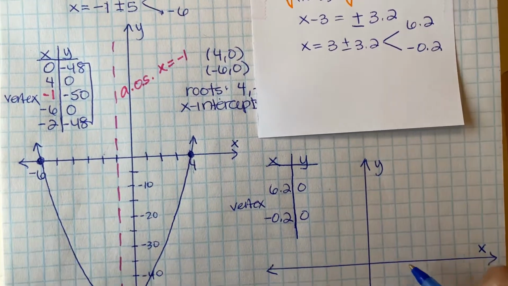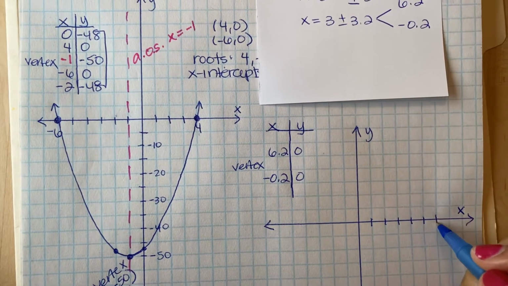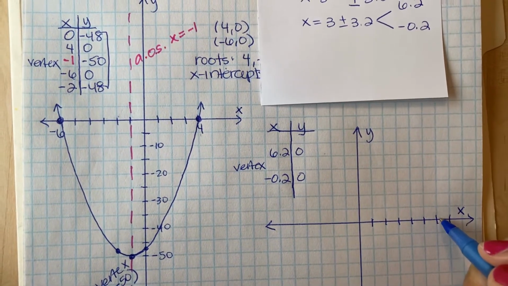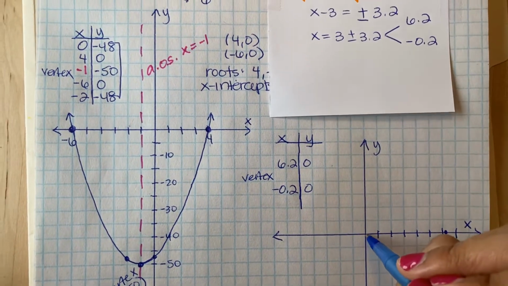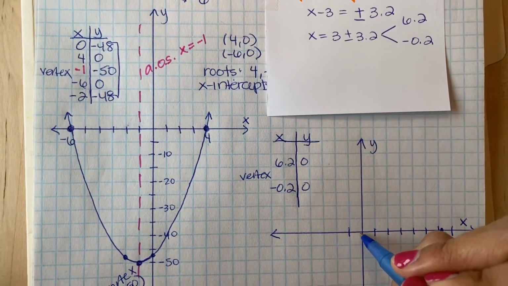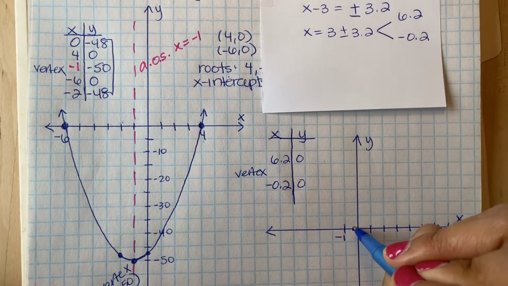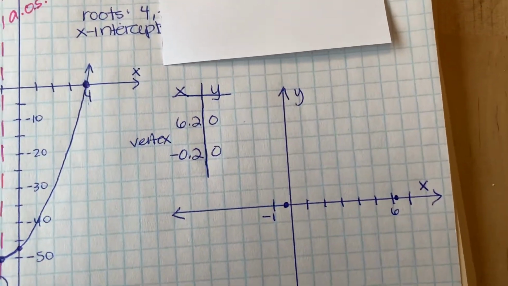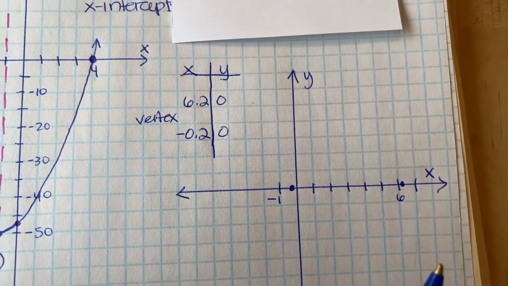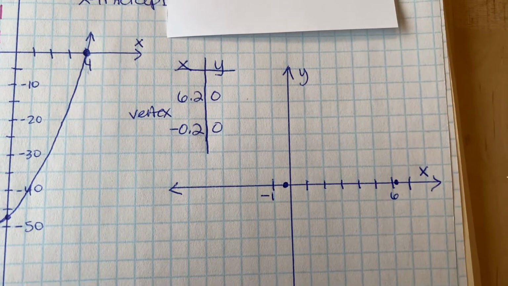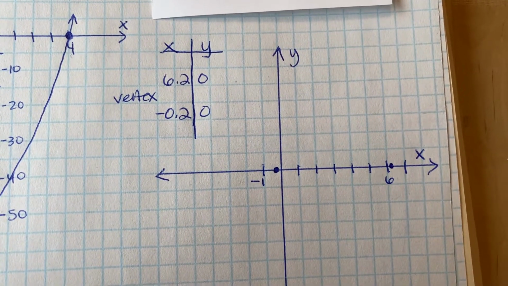Okay, 6.2 is 1, 2, 3, 4, 5, 6, 7. 6.2 is very, very close to the 6. And then negative 0.2, this is negative 1, so that's really, really close here, right? So here are my 2 points. Okay, the halfway mark is where our axis of symmetry and vertex will be located, on that dashed line, right?